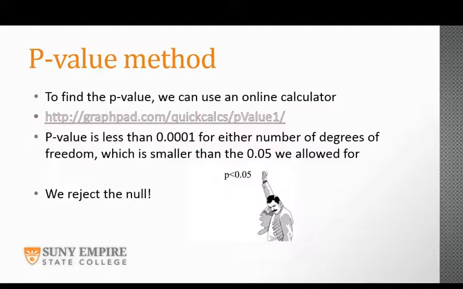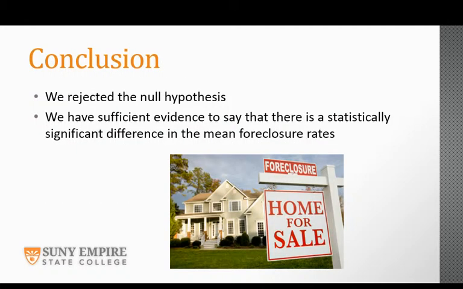But what exactly does that mean for our example? As we saw, we were able to reject the null hypothesis. This means that we had sufficient evidence to show that the difference of the mean change in foreclosure rates for the Northeast and the Southwest was legitimately not zero. We conclude that the change in foreclosure rates for those two regions is statistically significantly different from one another.